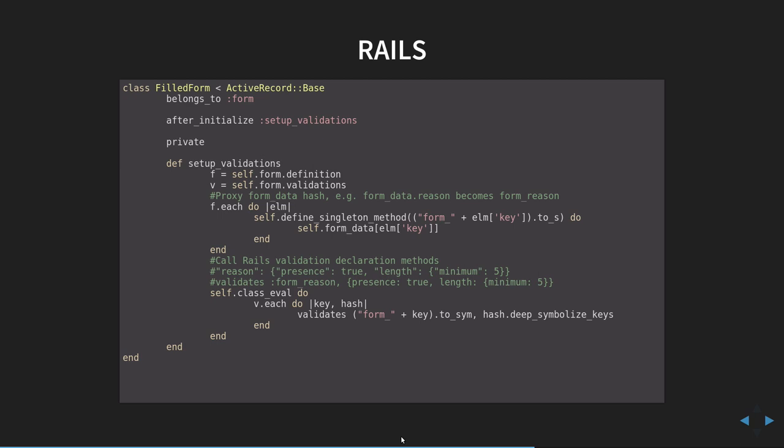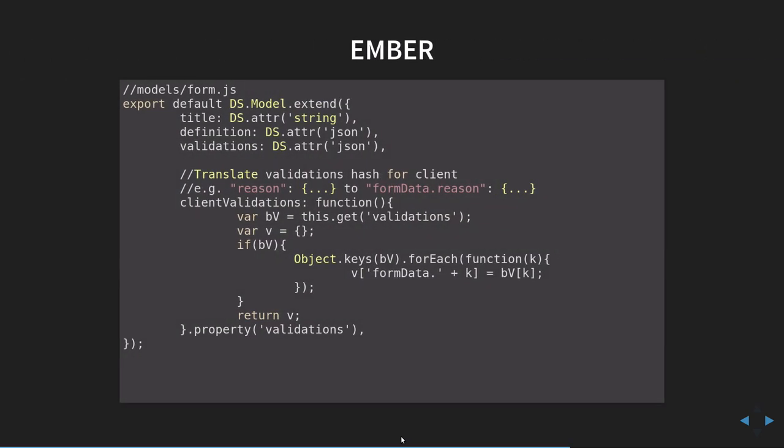So you can see there, reason with presence true and length minimum 5 simply gets turned into the command below: validates form_reason, presence true, and length minimum 5. I still don't know if that was a sensible way to do it, but it seems to work. And it didn't involve me writing much code, and I'll look forward to any critiques later. But does it make vague sense? Good, I saw some more nodding. Excellent. It's vaguely interactive now. I'm getting nodding audience feedback.